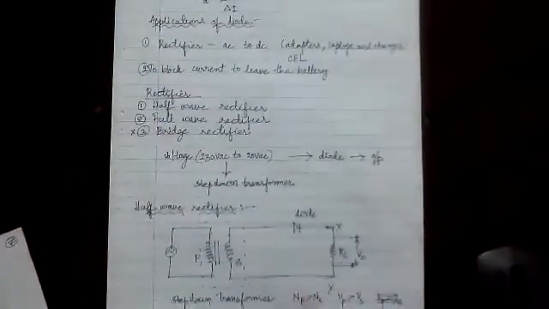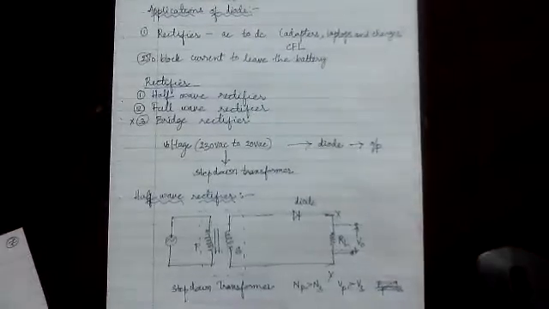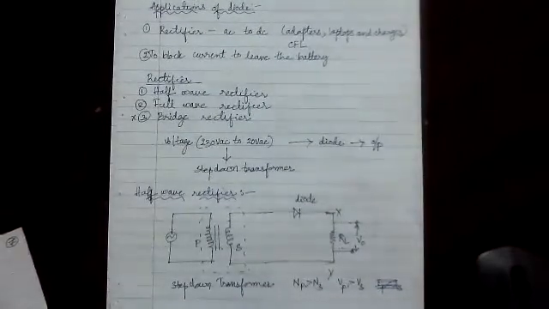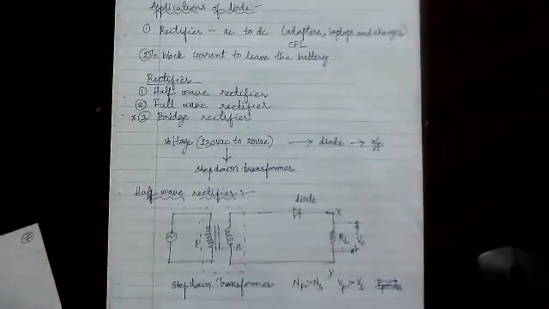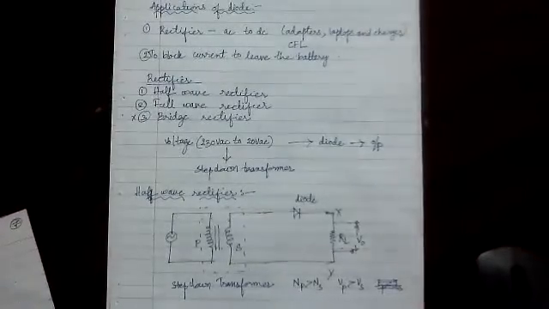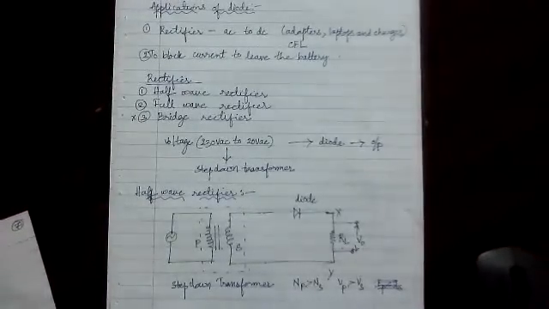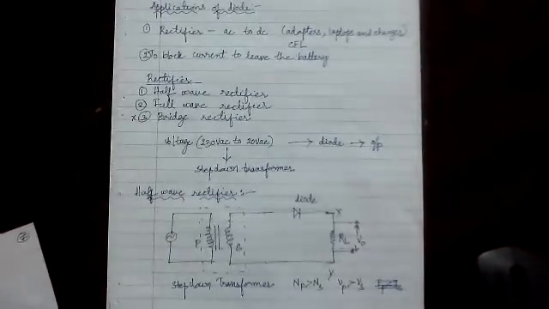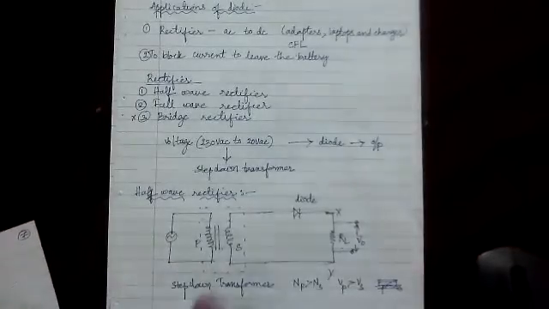Next, the PN junction diode is used as a rectifier. Its applications are as a rectifier as well as to block the current from leaking to the battery. A rectifier converts AC to DC, which is used in adapters, laptops and chargers. We have the half-wave rectifier, full-wave rectifier, and bridge rectifier.